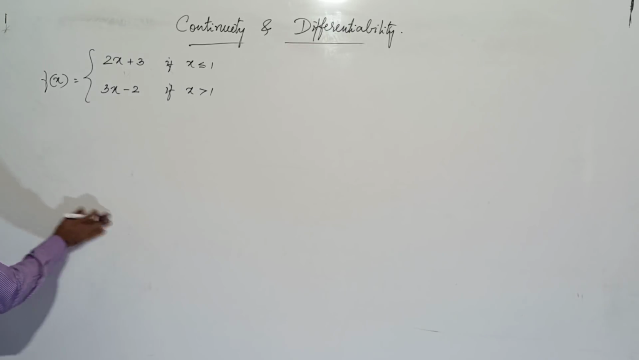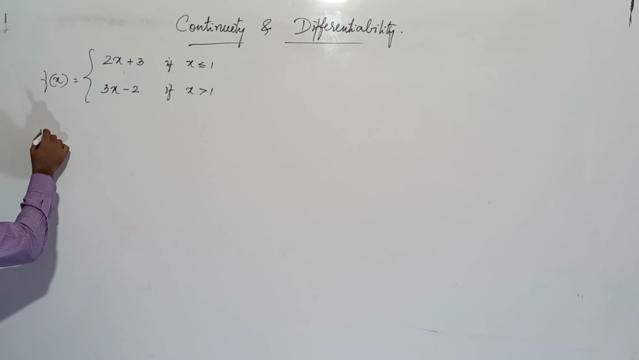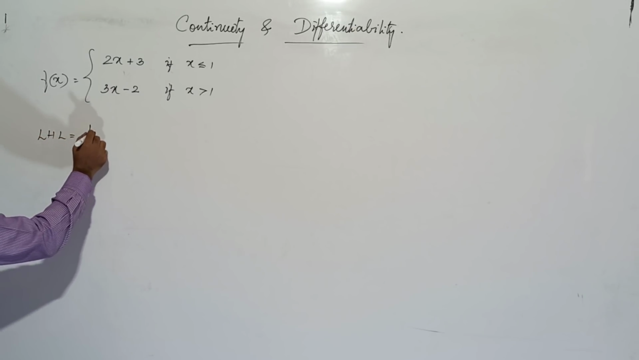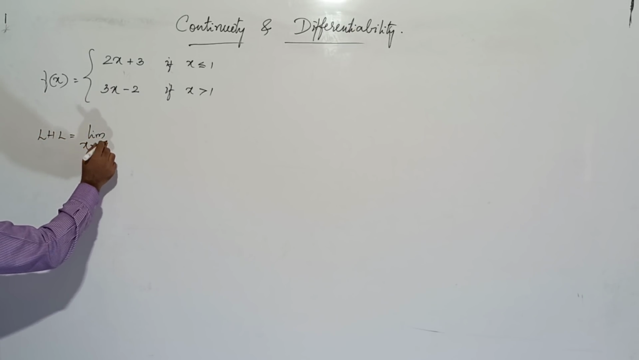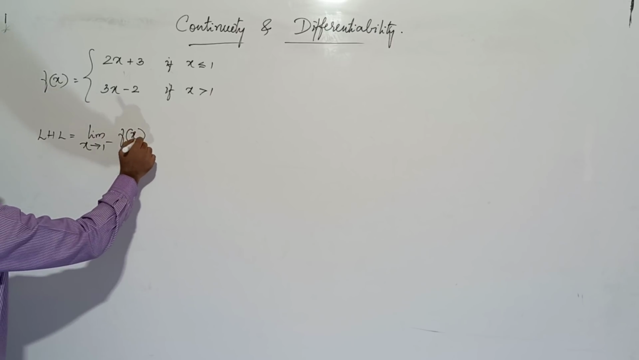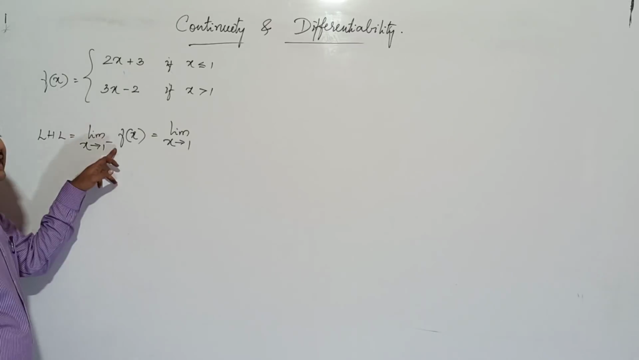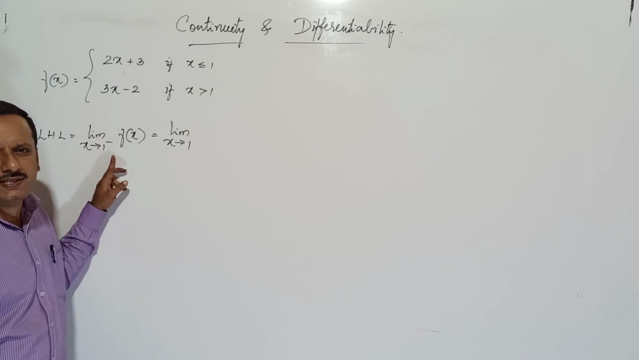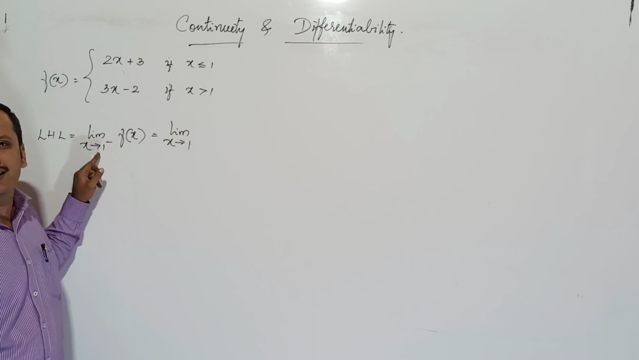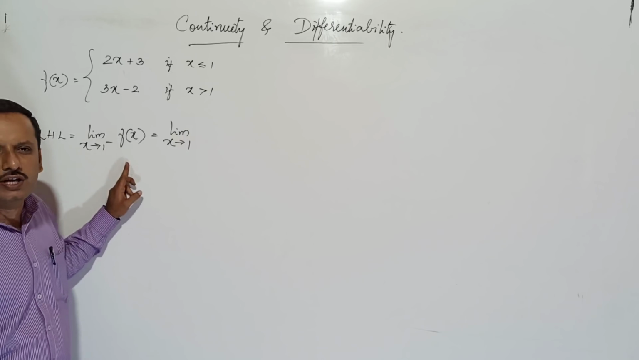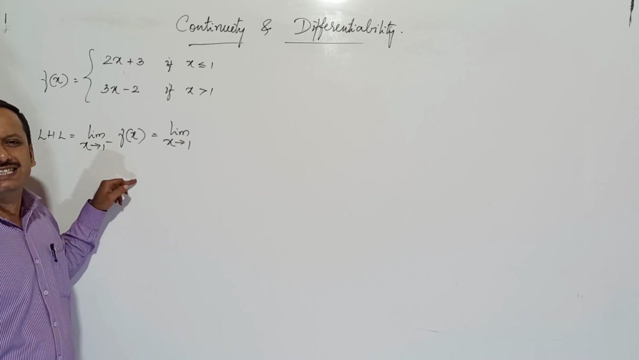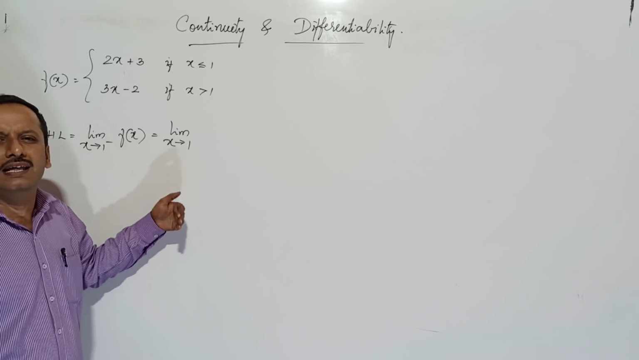Okay. So first we will find out the left hand limit, limit x tends to 1 minus f of x. When I write limit x tends to 1 minus f of x, don't think that x is approaching minus 1. It is not. Its meaning is x is approaching 1 from the left side.